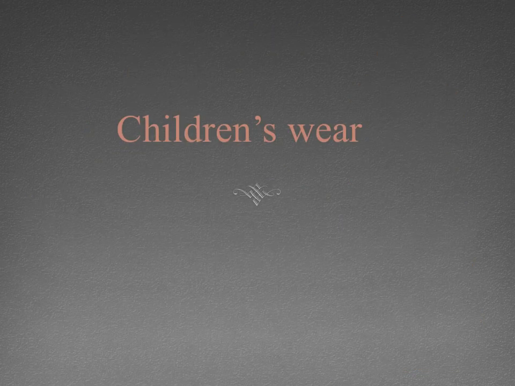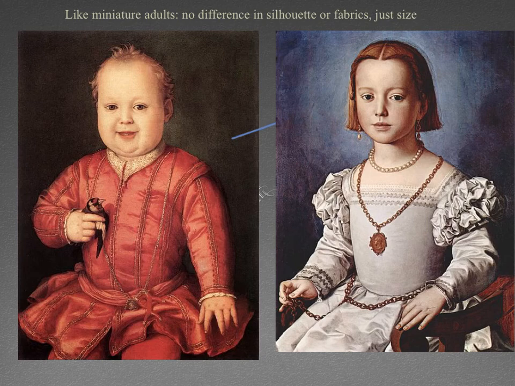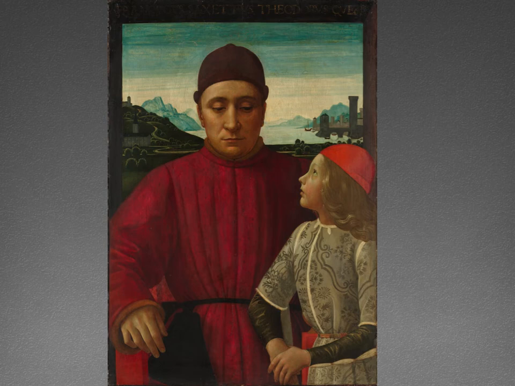Let's spend a brief few moments talking about children's wear. And for the most part, people in the Italian Renaissance dressed their children, even at a very young age, like tiny little adults. The silhouette is the same. Oftentimes the fabrics are the same. It's just the size that's different. And you can see it here in this father and son portrait, right? Similar silhouettes, similar fabrics, similar accessories.